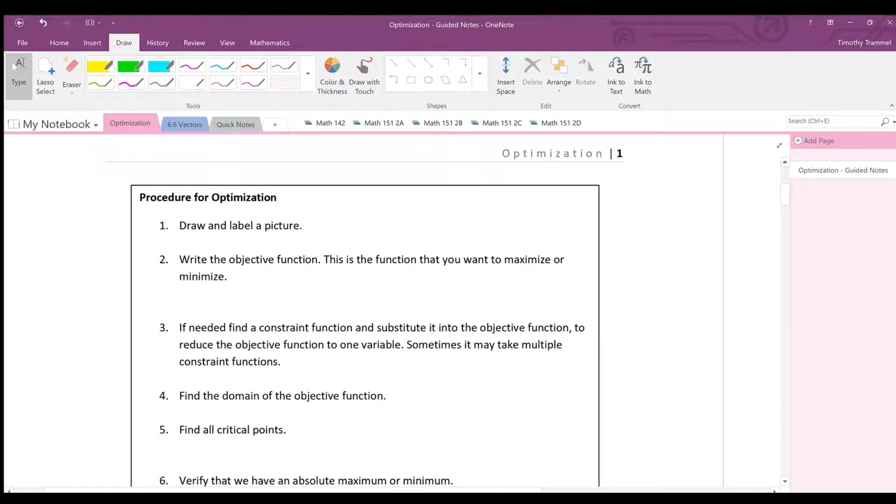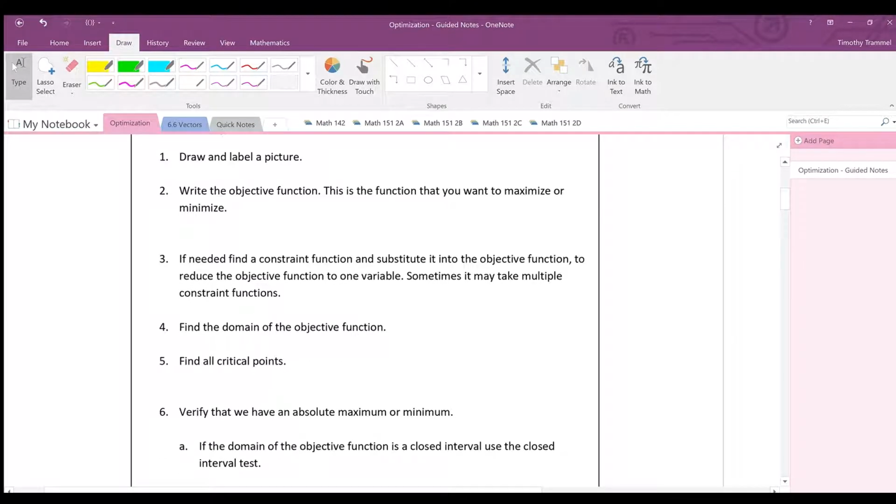The next thing is that function that we want to maximize or minimize, we want to find its domain. Okay. And this is really important because what we're going to see here in a minute is depending on whether that domain is an open interval or a closed interval will determine what we're going to do next. Okay. In step 6. Step 5 will be the same no matter what. You want to find those critical points.